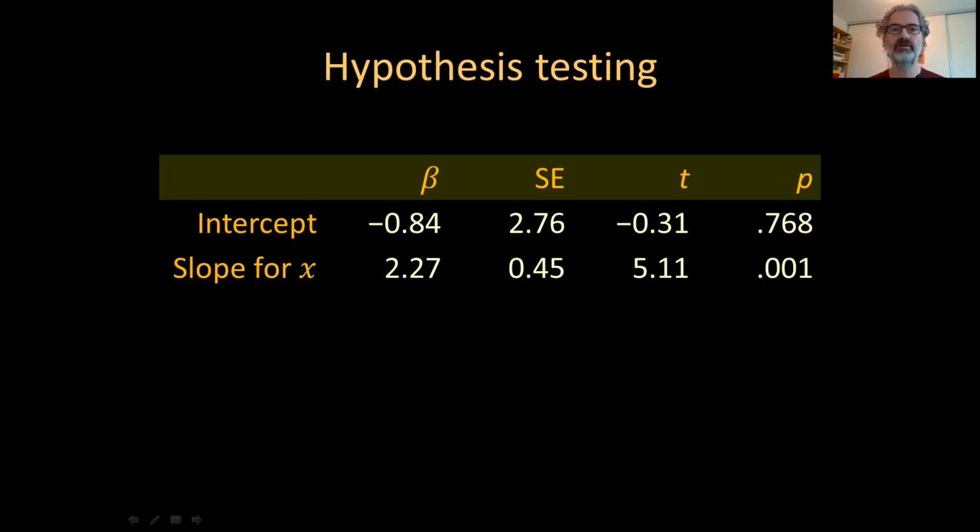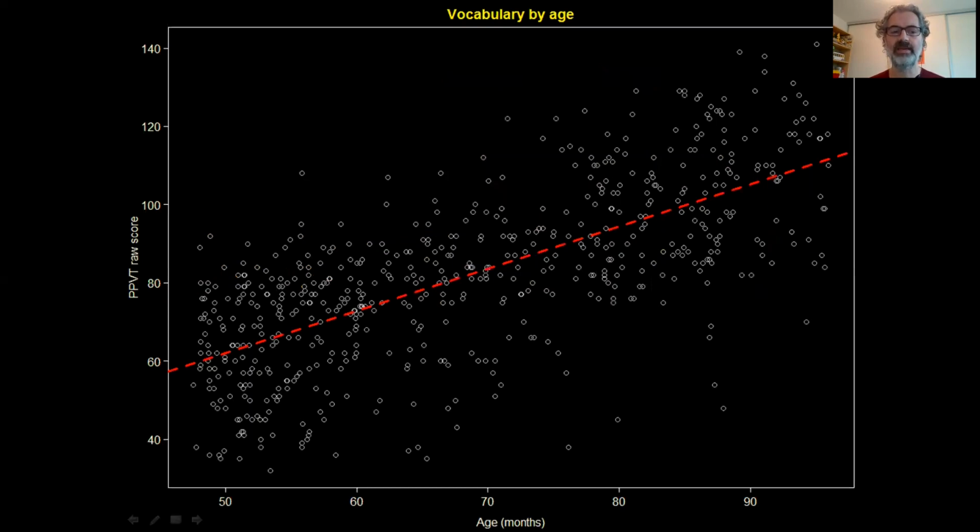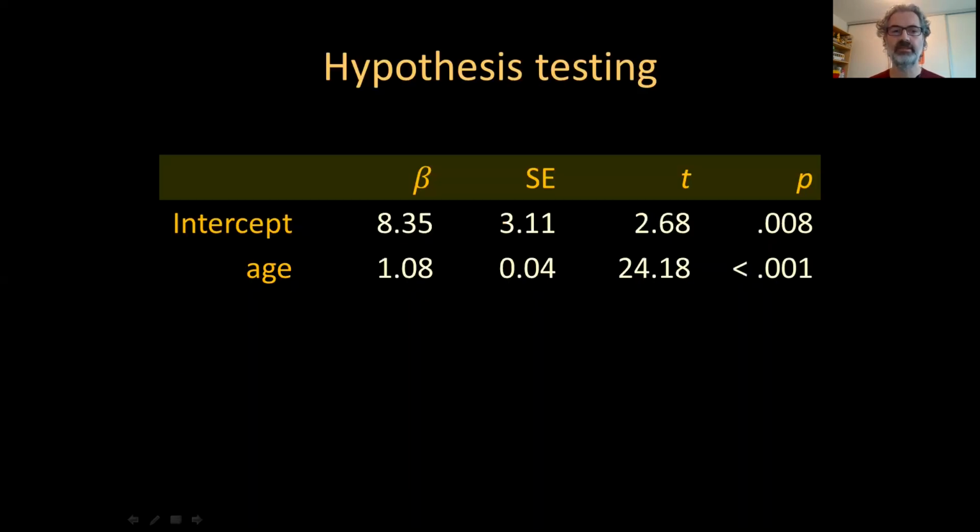And this is the outcome of our regression analysis, interpreted in terms of the visual illustration that I showed you, and resulting in the conclusion that x is a statistically significant predictor of y with a slope of 2.27 and a p-value of 0.001. Let us now apply this to the situation of vocabulary predicted by age. If we run a regression analysis on these variables, we come up with this result.